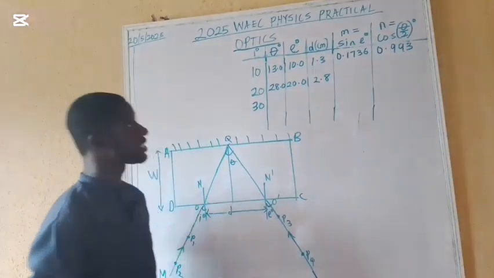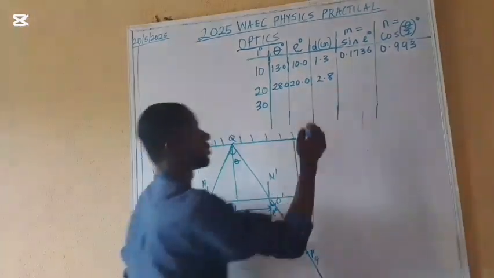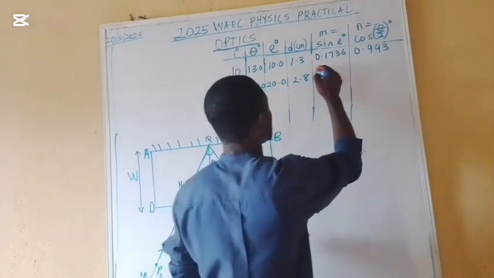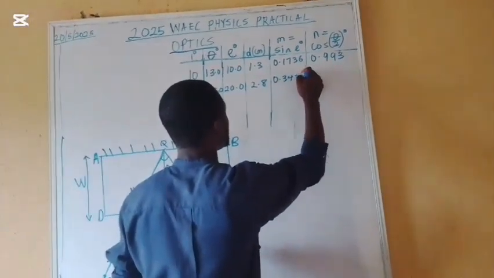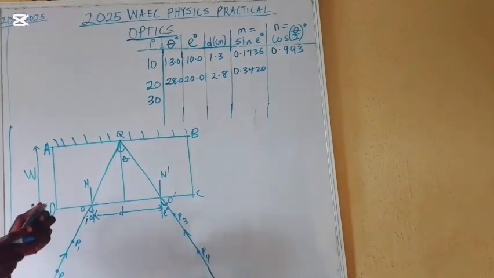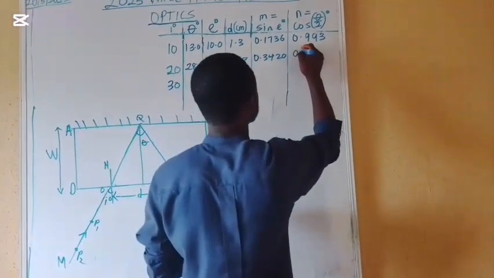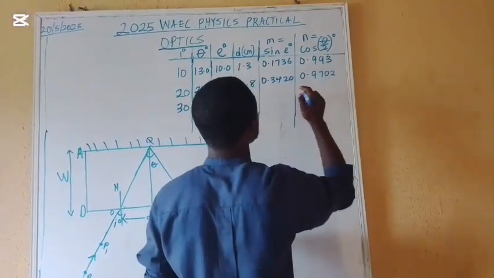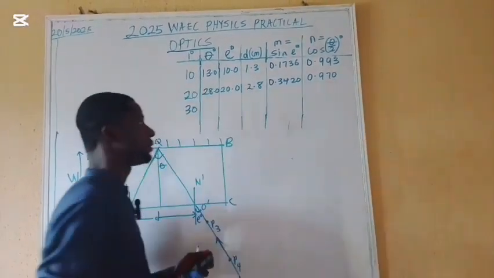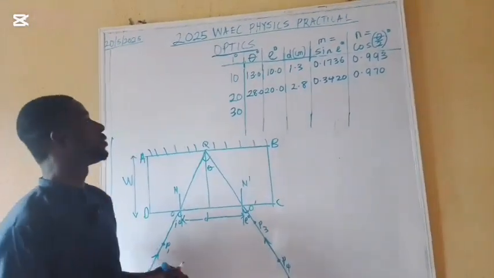Then our sine 20 from a calculator is 0.3420. I have cos 28 divided by 2. I have 0.9702. No, to be consistent, 0.970. So these are my values for 20.